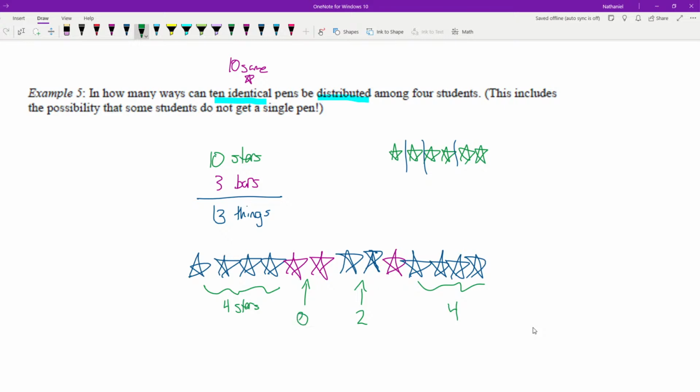Well, what's there that's 0? That means somebody didn't get a pen. And now we still add to 10, right? Because we made the purple ones, they aren't actually the things that we're distributing. So that's why we add them, because we're about to take them away by making them purple, making them separators instead of making them actual pens.